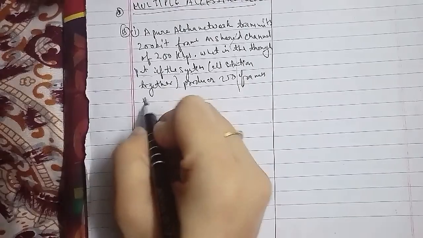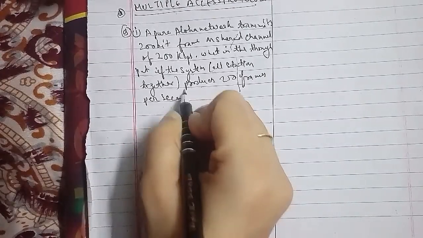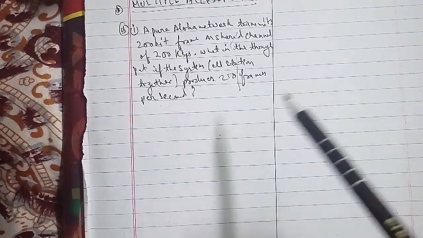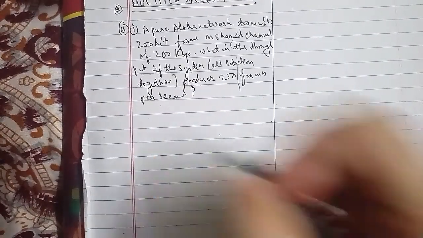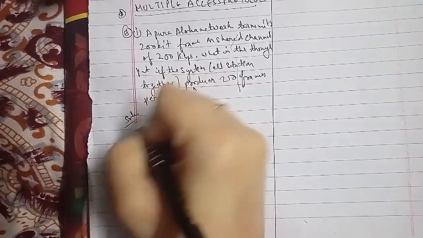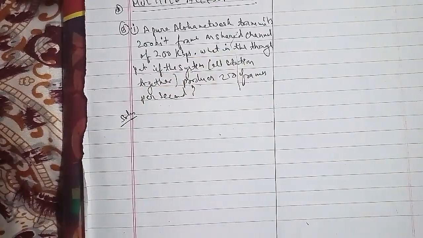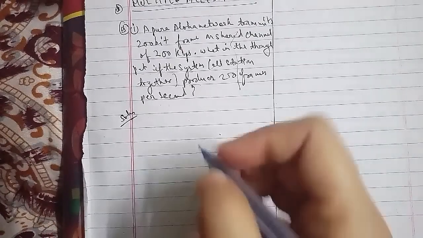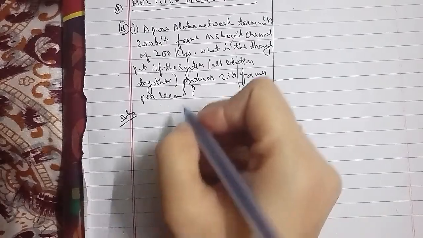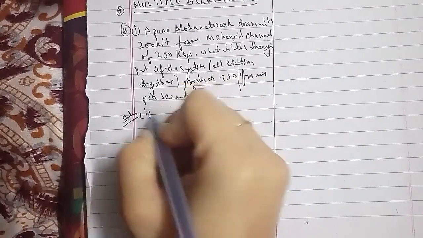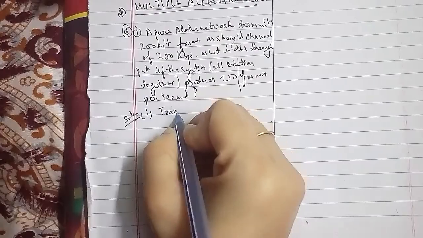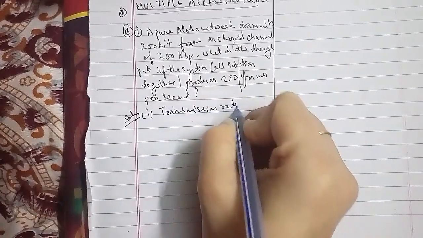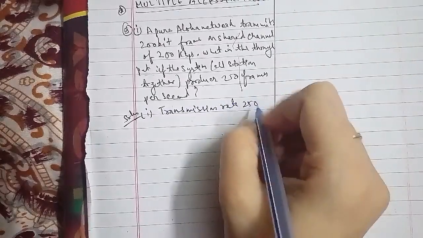So the transmission rate is 50 frames per second, that is the throughput. S equals G times e to the power of minus 2G, and its frame transmission time is 200 bits upon 200 kbps, or you can say that 1 ms.